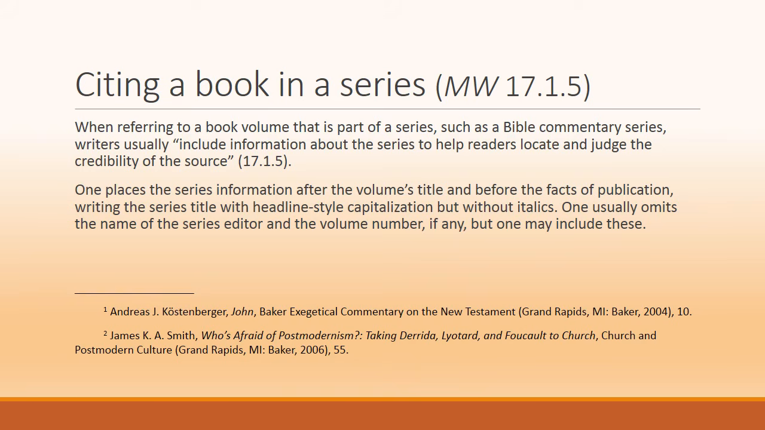One usually omits the name of the series editor and the volume number, if any, but one may include this information. At the bottom of the page are two examples, such as Andreas J. Kostenberger, John, the volume he wrote, comma, and it's part of the Baker Exegetical Commentary on the New Testament, followed by the publication information in parentheses and the page number. And when listing the series title, one takes out the article, whether it is the word the or the letter A.